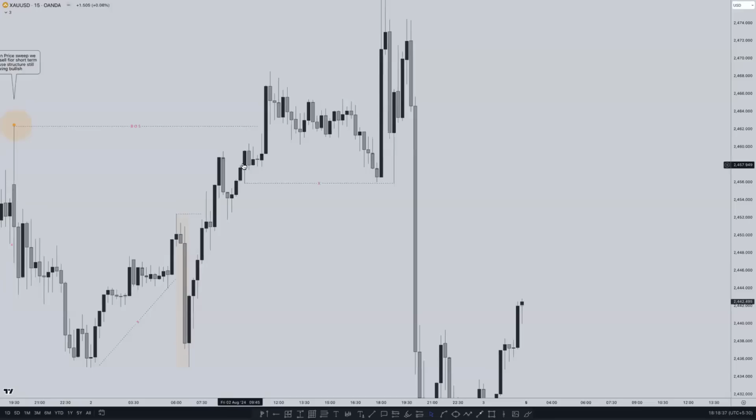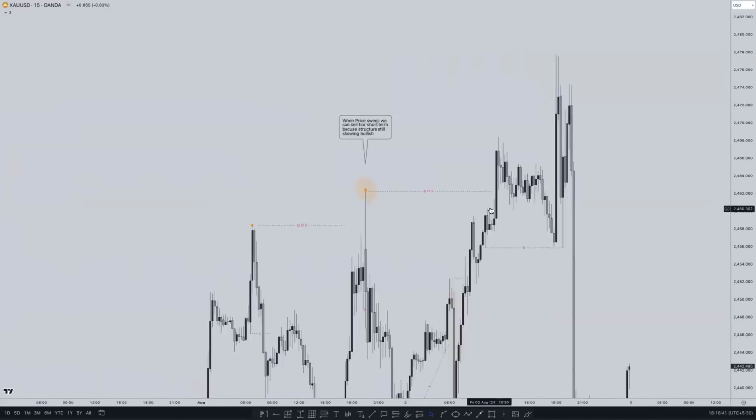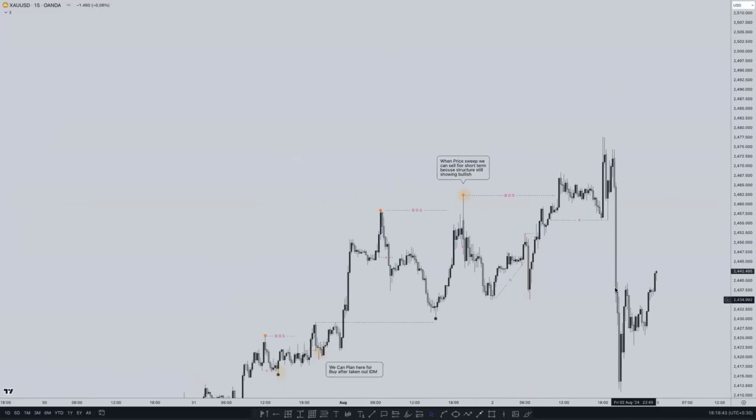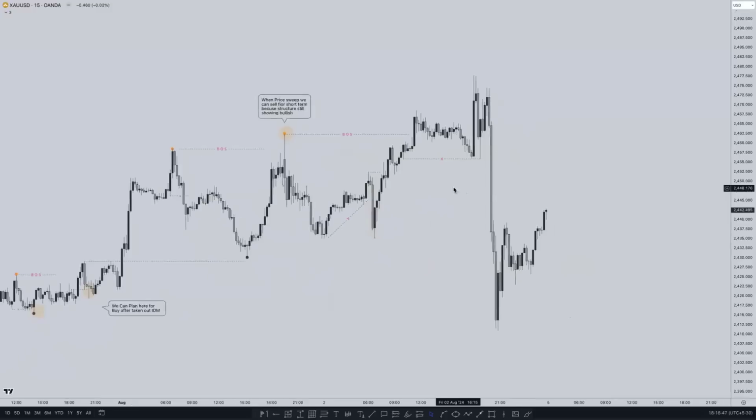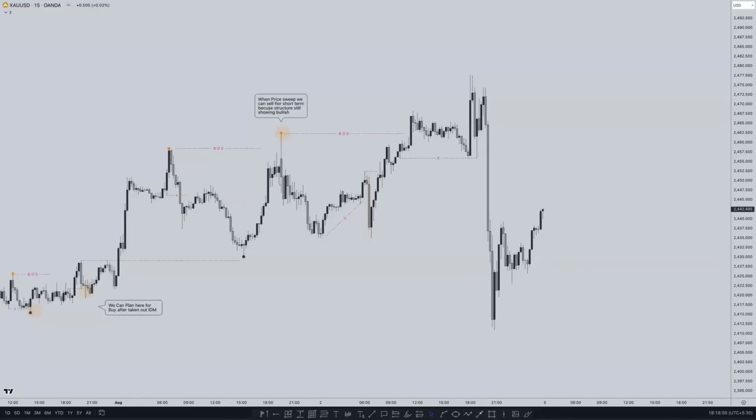Right. This is a valid pullback here, taken out this one, and we can plan for the buy to the upside. So this is a simple process: if the market has taken out the inducement, we can plan for the buy the first time. If it fails, then you have to wait for it to take out the extreme. So this is our structure here.